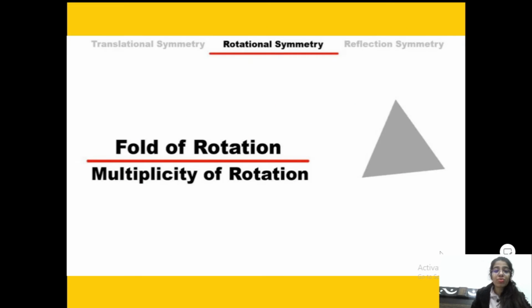Next symmetry is rotational symmetry. If the crystal repeats itself with respect to the center of the axis, then the crystal repeats itself in 360 degrees. This is called rotational symmetry. For example, the case of a triangle. The number of times that a crystal repeats itself is called the fold of rotation or multiplicity of rotation. Like the number of folds of rotation in this triangle is 3, because it repeats itself 3 times in a 360-degree rotation.